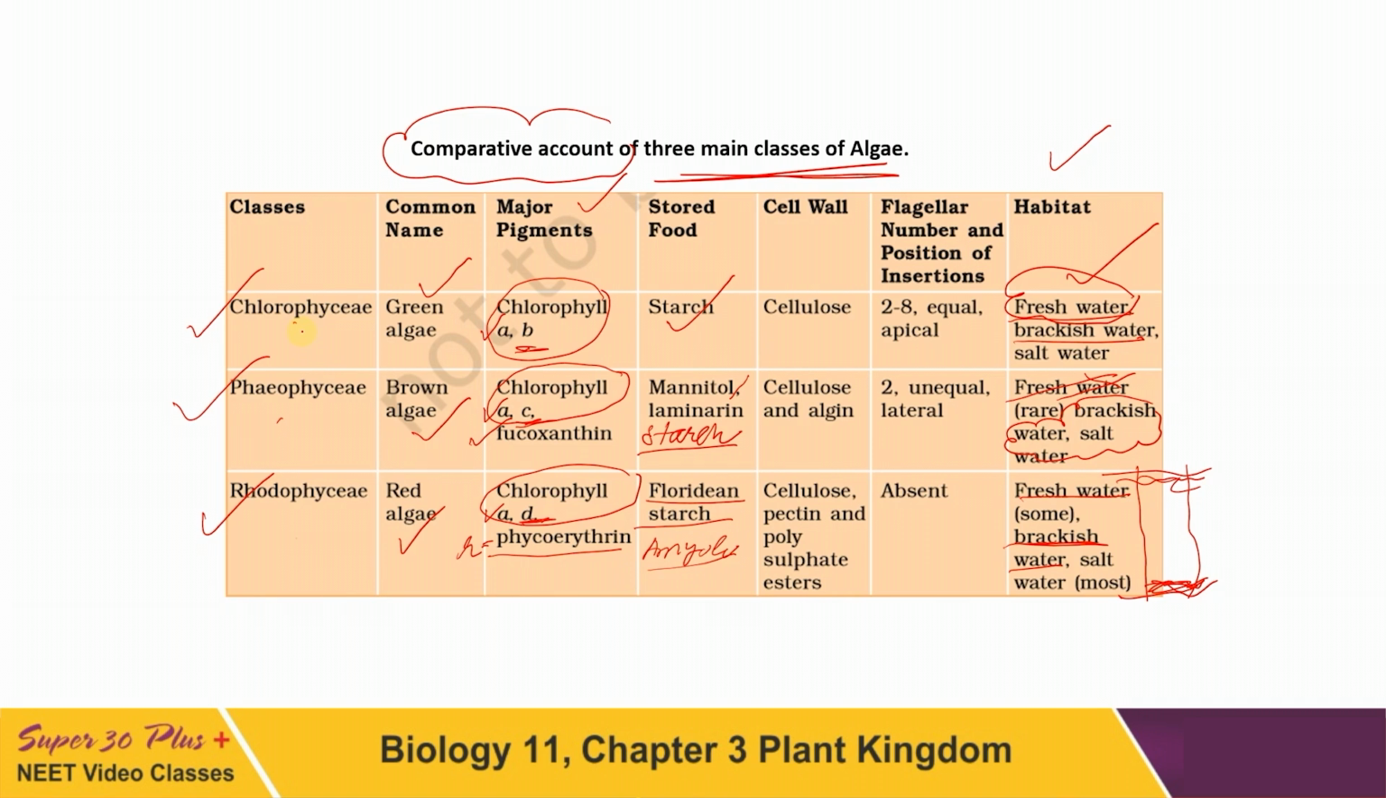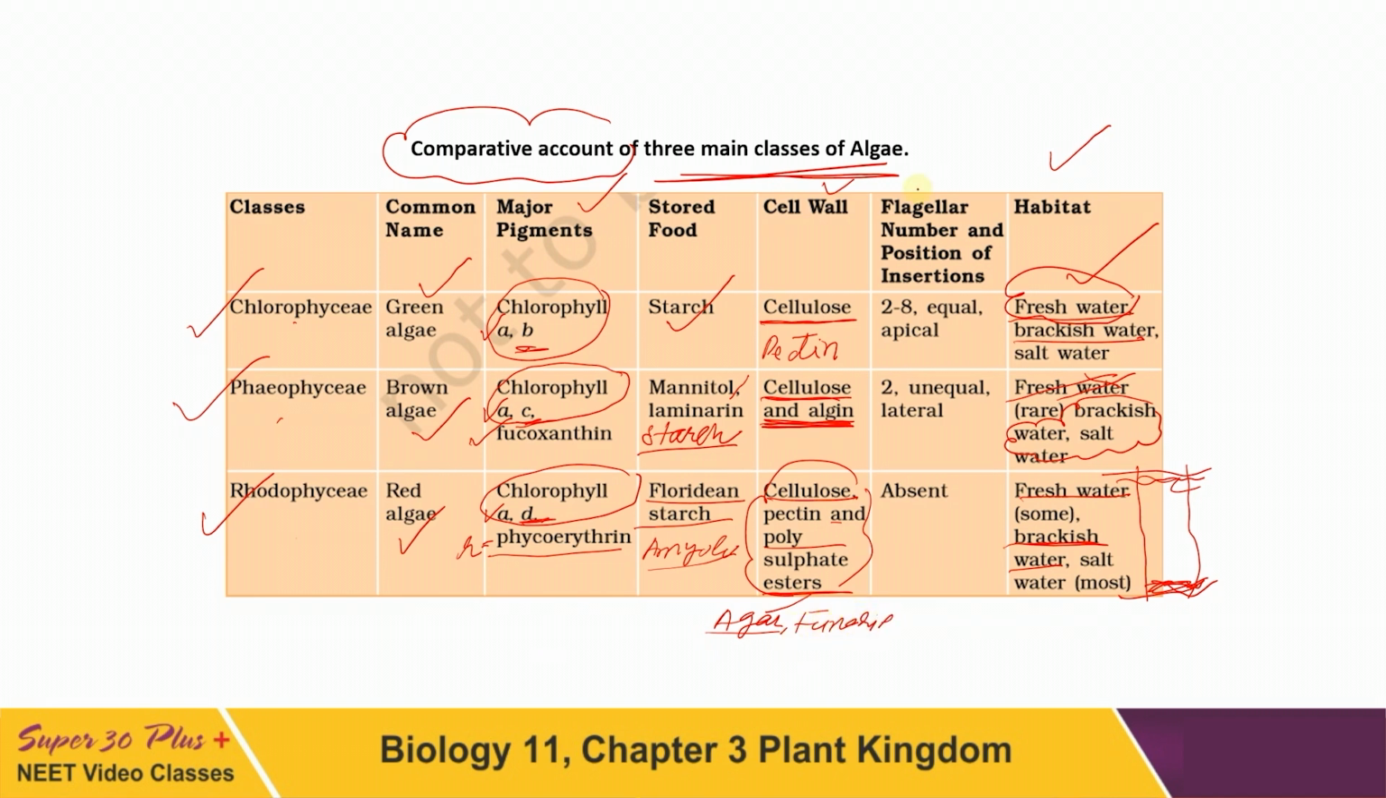Cell wall, an important one again: in Chlorophyceae it is made up of cellulose. On the outer side is pectose, a pectin substance. In Phaeophyceae it has cellulose and algin. Algin is used commercially. And the most important one here is in the case of red algae: cellulose, pectin, and polysulfate esters, from which we obtain agar, carrageenan, and phenori.